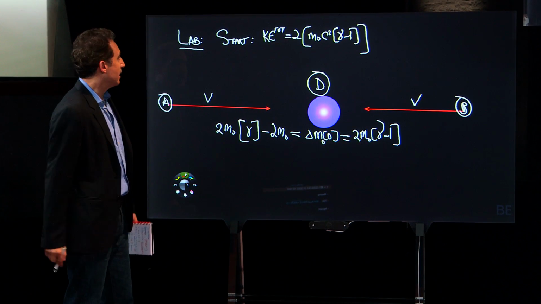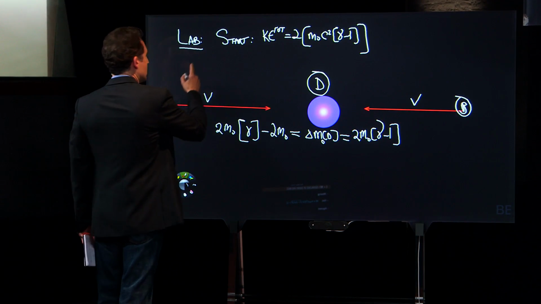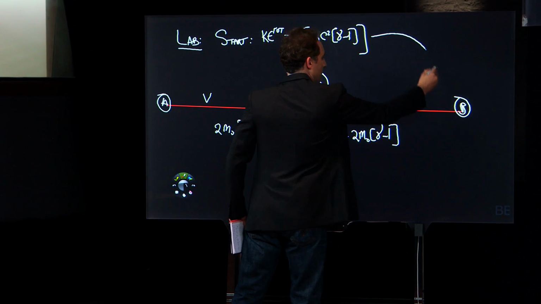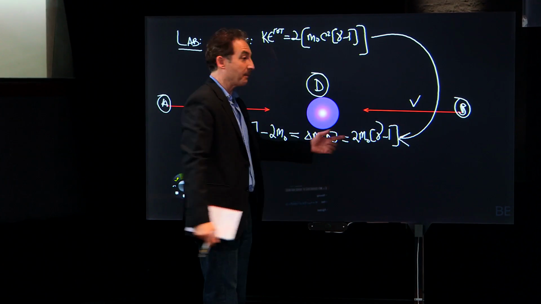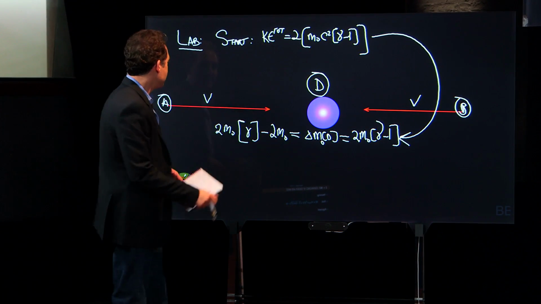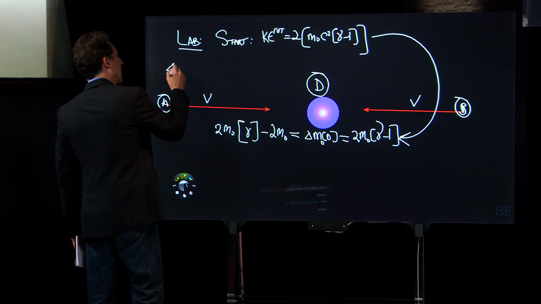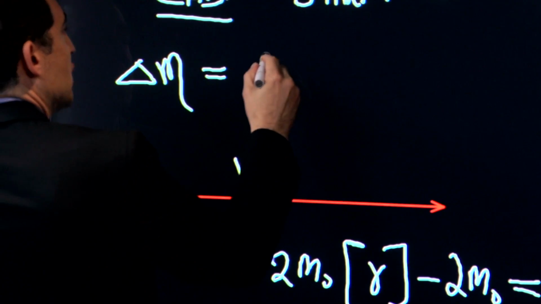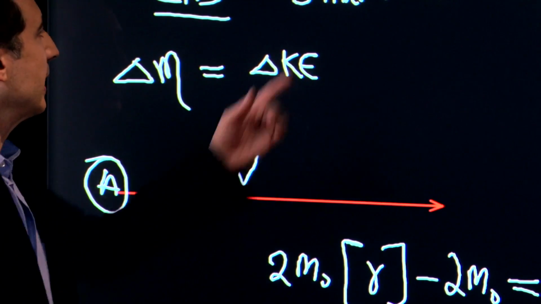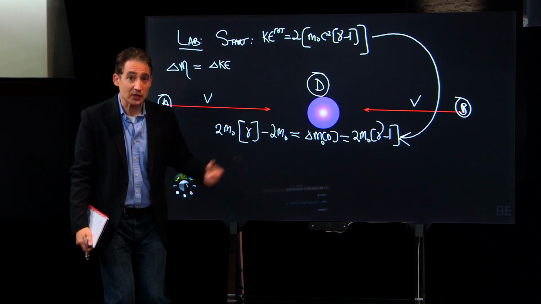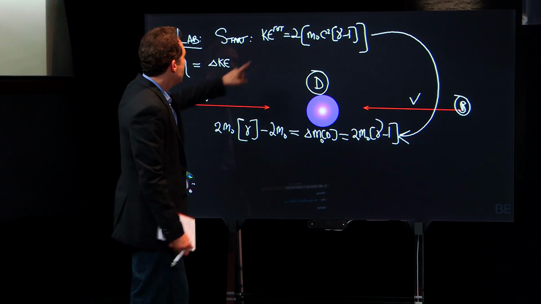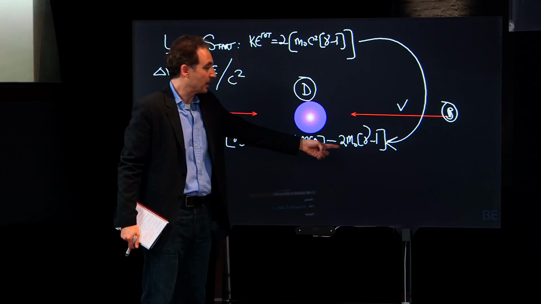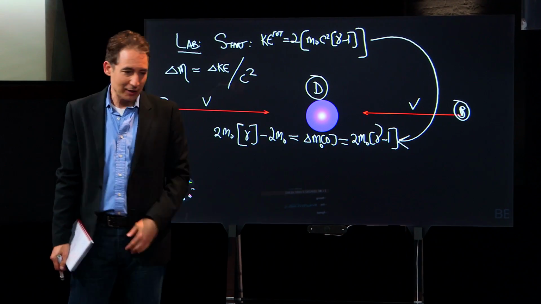So now you see what's going on here. The kinetic energy, equal to 2 m0 c squared (gamma minus 1), is being converted into that amount of rest mass. If I think about that in equations, I'm saying that the change in the mass of this particle D can be thought of as equal to the change in the kinetic energy. This is the kinetic energy at the start. At the end, there's no kinetic energy, so that's the change from before to after. You take the change in the kinetic energy, divide through by c squared in order to get the amount of mass that that turns into.